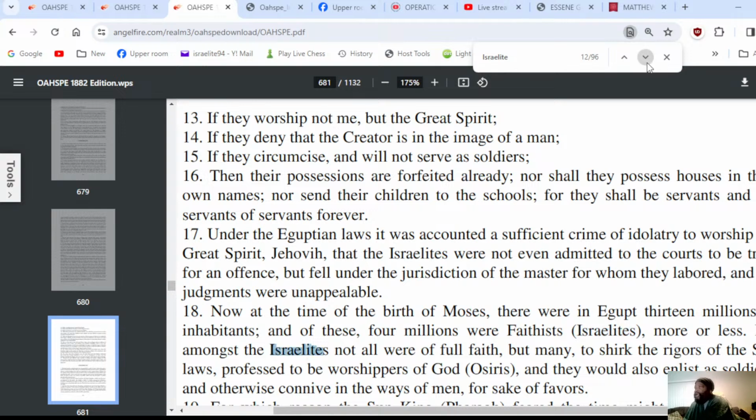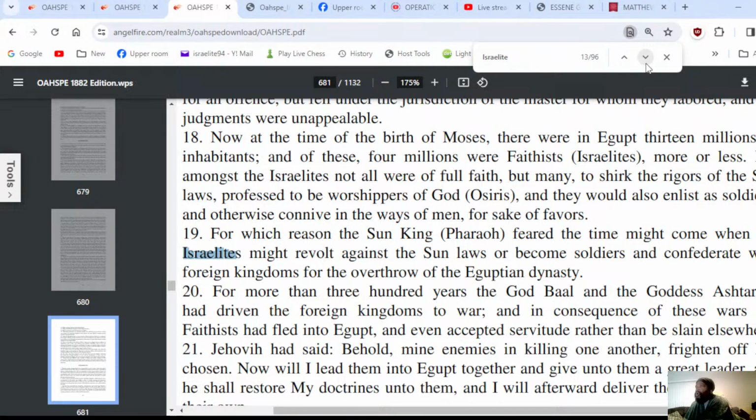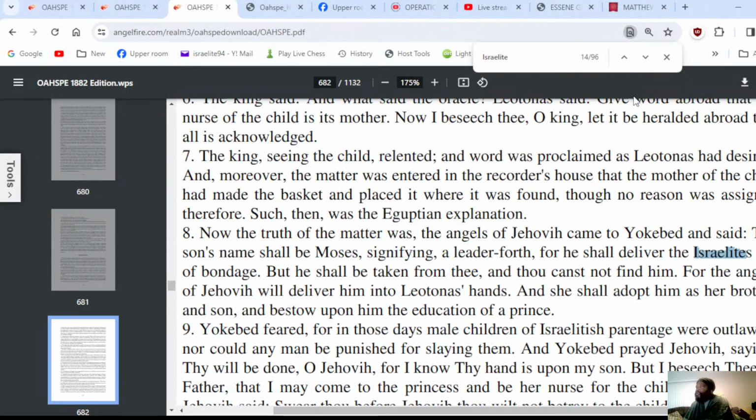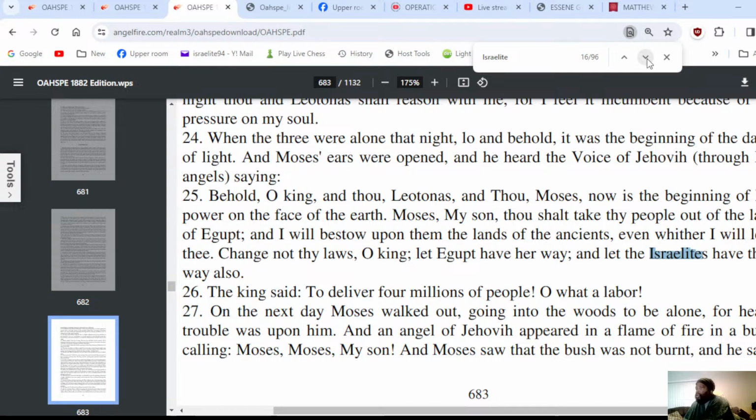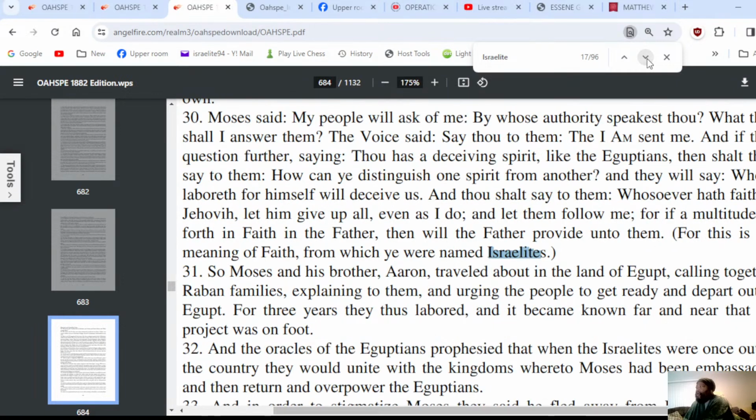Now, I'm not finding it. I want a good old definition. I want something that says the Israelites are people who think rightly about the Creator God. Something to that effect. So I'm not really finding what I want. You can read, but I don't. Okay, let's see what this says.